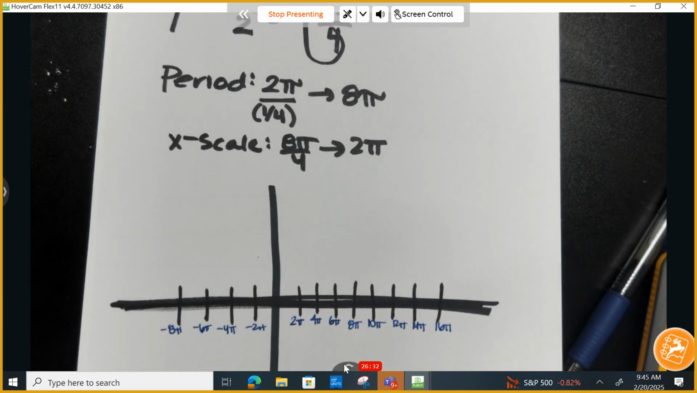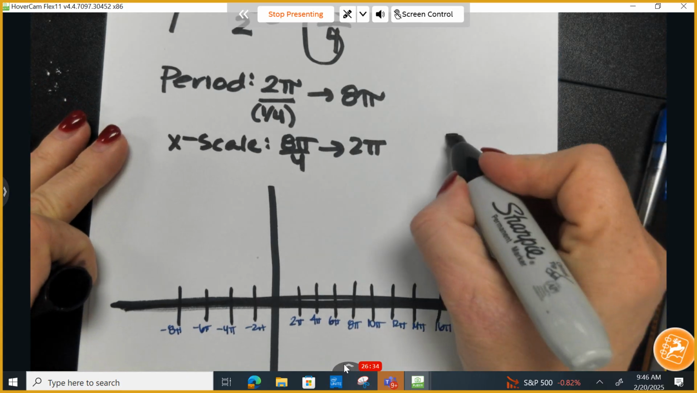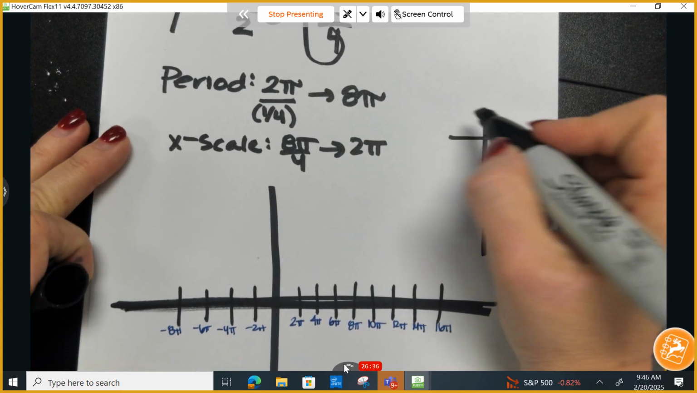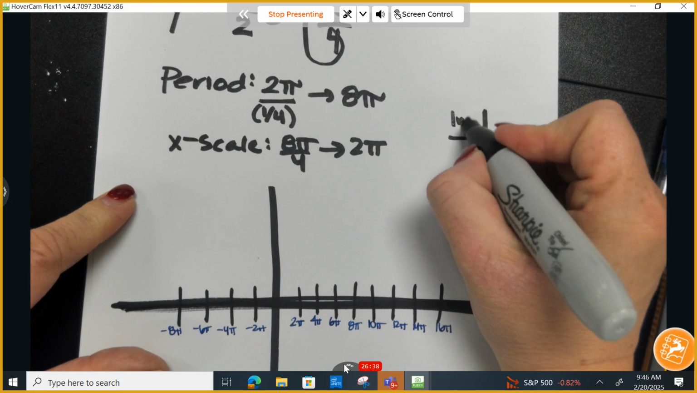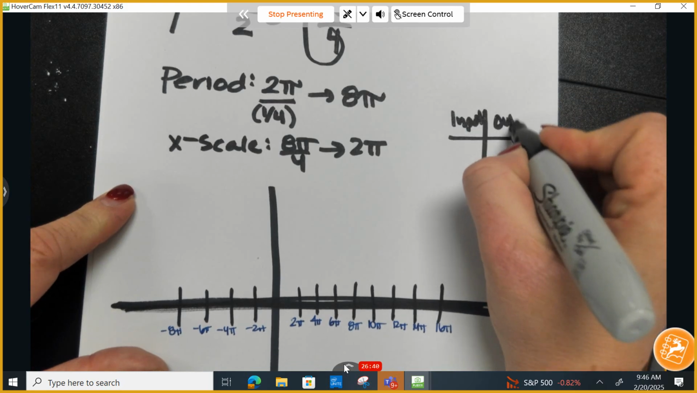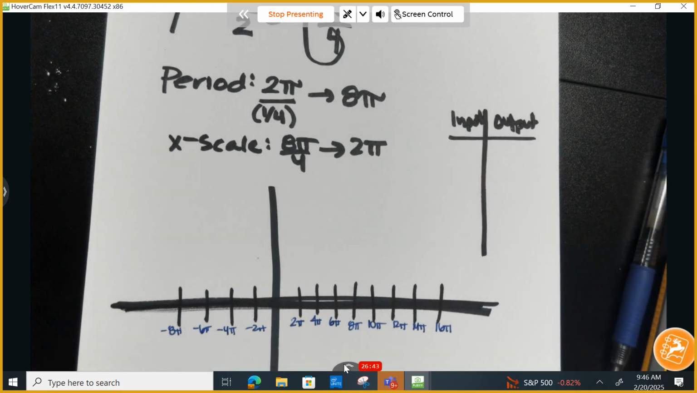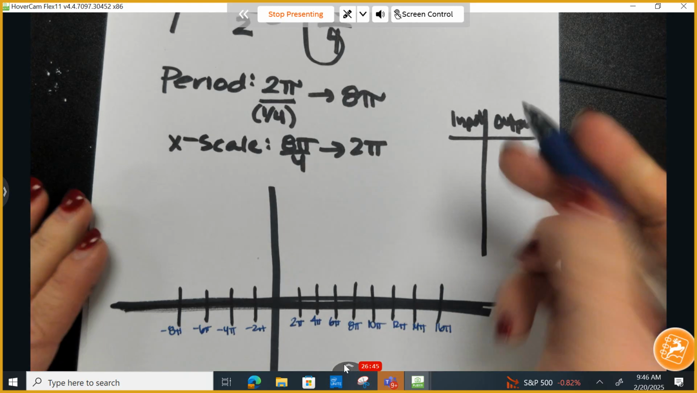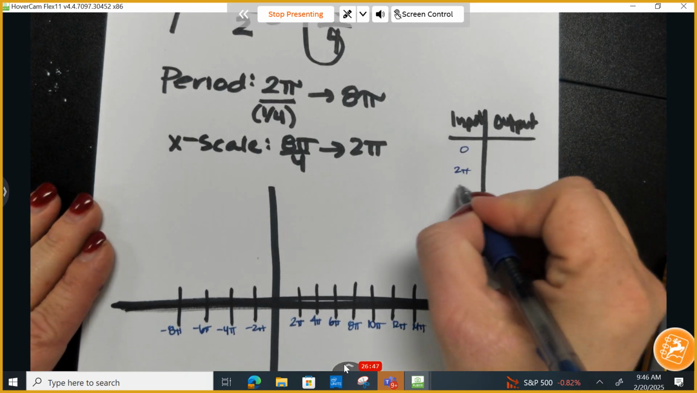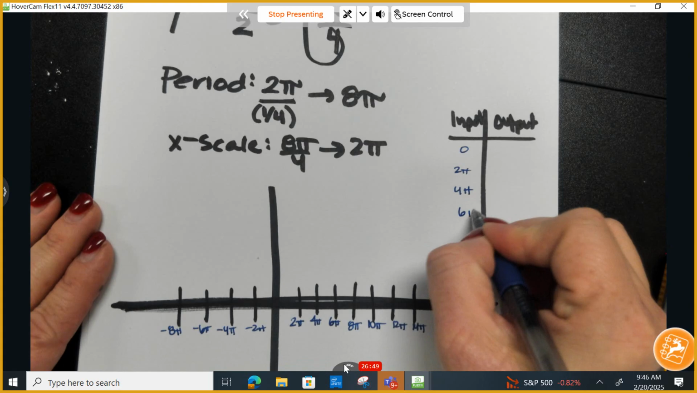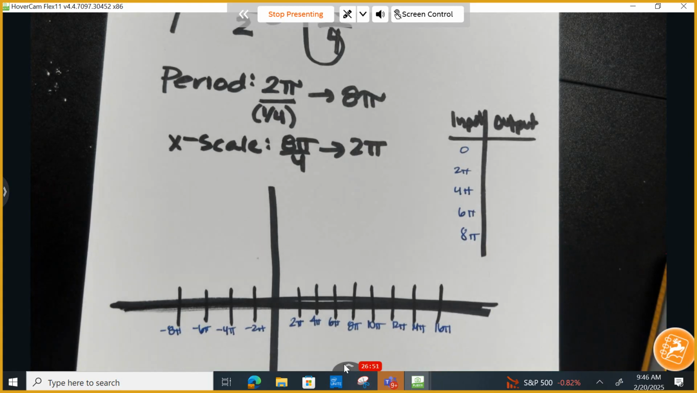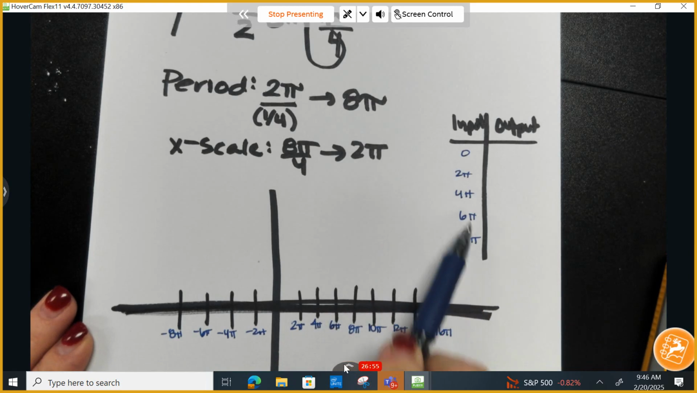Okay, and then I'm going to make my little table because I know that's in the future something I'm going to have to fill out. And I'm going to show you that if this was a test, I'm going to show you exactly how I'd get around being lazy but still putting in answers. So there's my input and my output. I have 0, 2 pi, 4 pi, 6 pi, and 8 pi. If your question is how far do you have to go, you're going to go steps 0 through 4: step 0, 1, 2, 3, and 4.